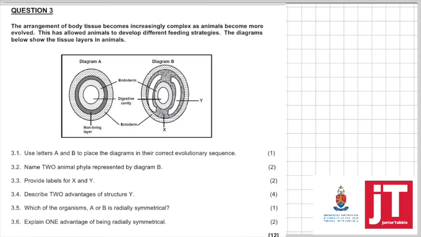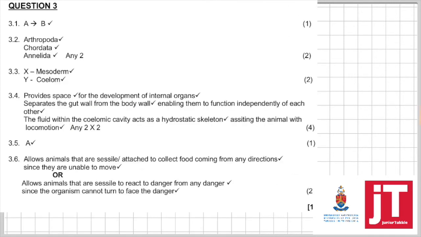Right, question 3.5. Which of the organisms A or B is radially symmetrical? This will obviously be a more primitive organism because complex organisms have bilateral symmetry. So here, the organism is organism A.